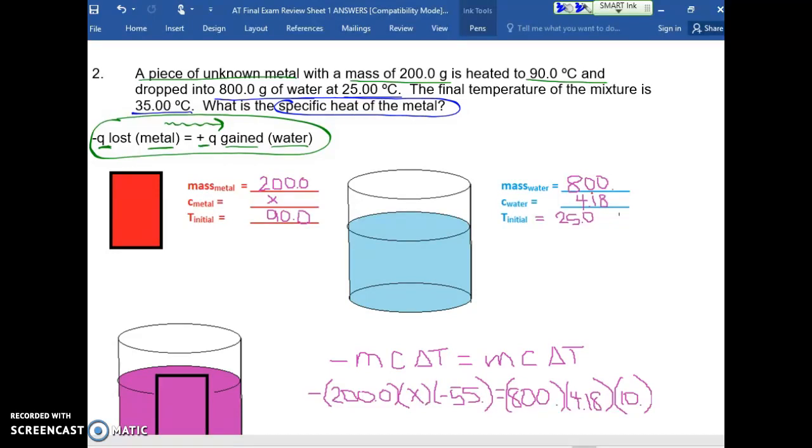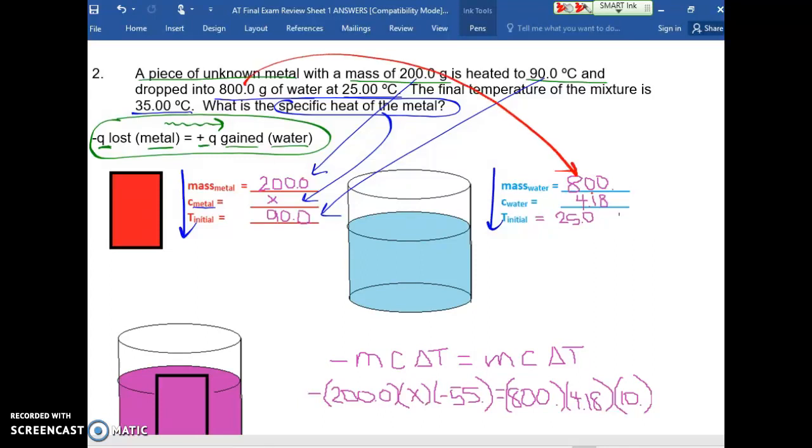Well, I summarized the physical data for both of the bodies. Notice that the metal has a mass of 200 grams, as I wrote there. The initial temperature of the metal is 90. And the question that we want to ultimately answer is, what's the specific heat of the metal? The water, on the other hand, we have 800 grams of. You can easily look up what the specific heat of water is, 4.18. And it says that the initial temperature of the water is 25 degrees Celsius.